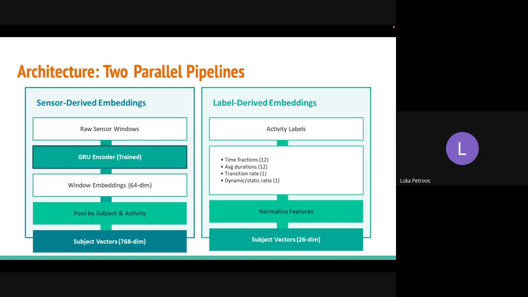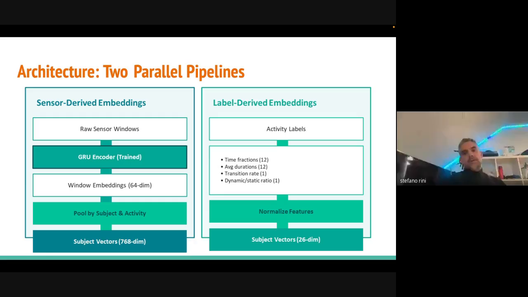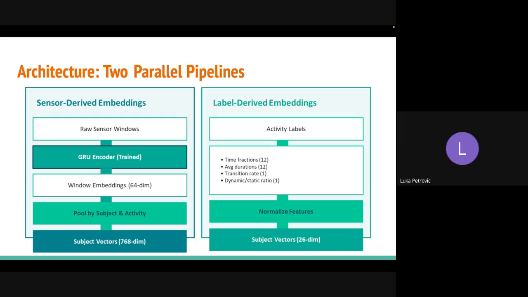Next, we pool those embeddings for each subject. We average the embeddings separately for each of the 12 activities, so we get 12 average vectors per subject. Finally, we concatenate these 12 vectors into one single subject representation, which gives us a 768 dimension, which is 64 times 12. So this is the first pipeline.